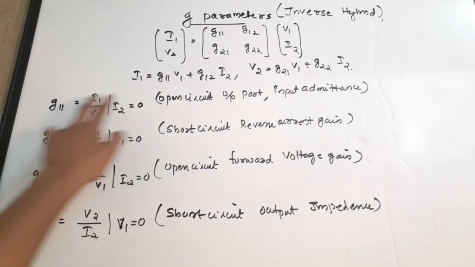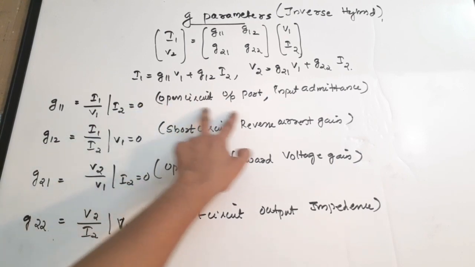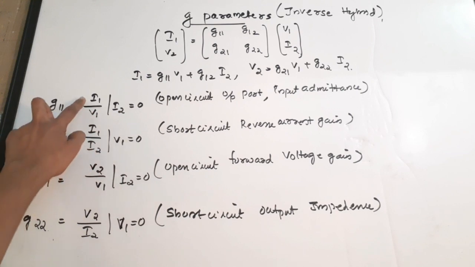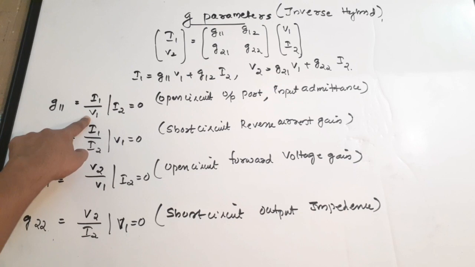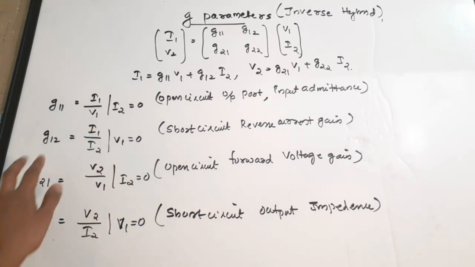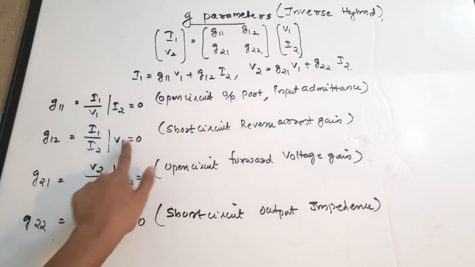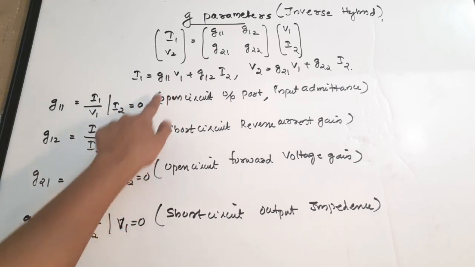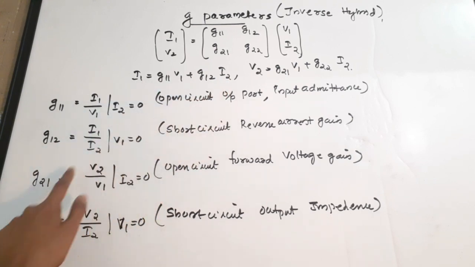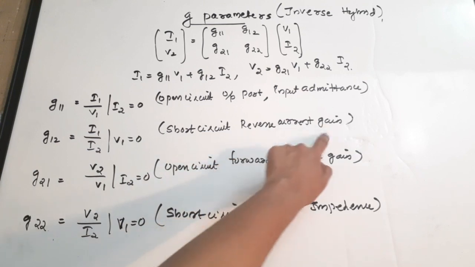G11 is obtained by making I2 equal to 0. I2 equal to 0 means we are open circuiting the output port, and G11 is I1 by V1. It is input admittance, right? Very simple to study. Then G12: here we are going to make V1 equal to 0, so we are going to create a short circuit. And the ratio is I1 by I2, right? So I1 by I2 means it is a current gain, but it is a reverse current gain.